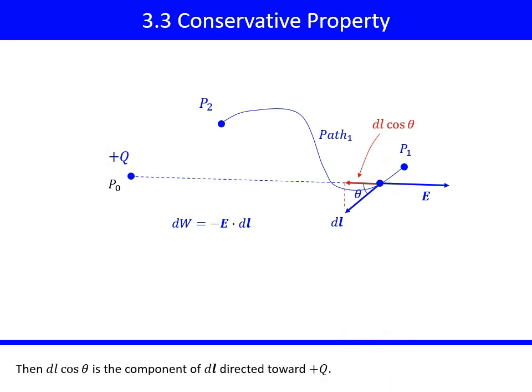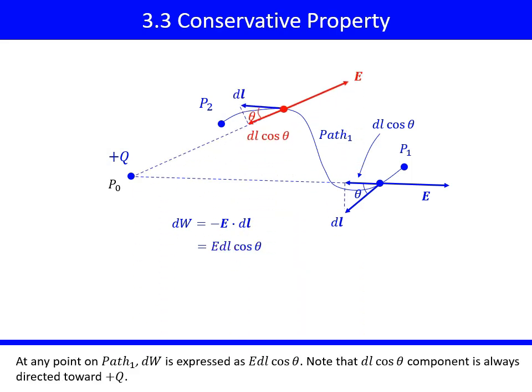Then dl cosine theta is the component of dl directed toward positive q. dW is written as E dl cosine theta. At any point on path 1, dW is expressed as E dl cosine theta. Note that the dl cosine theta component is always directed toward positive q.